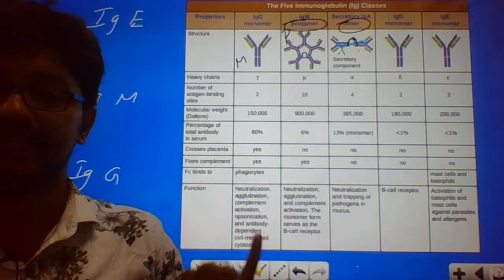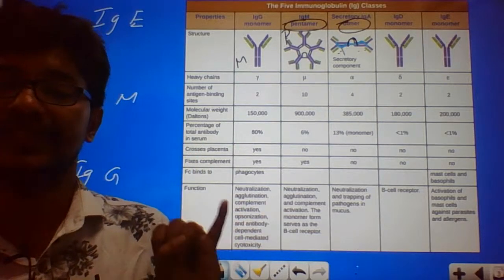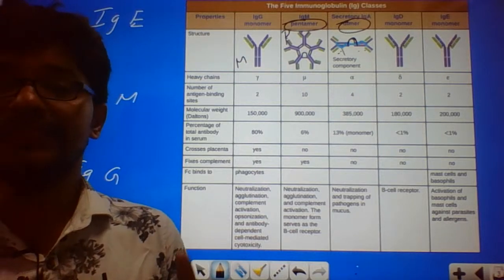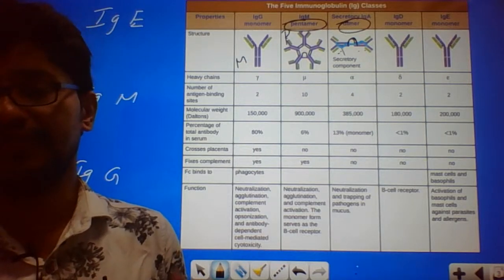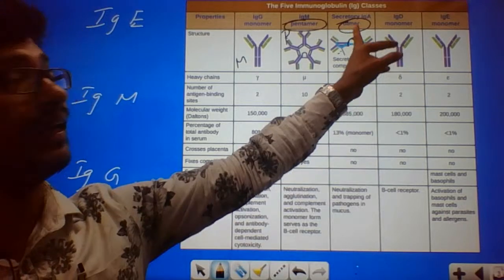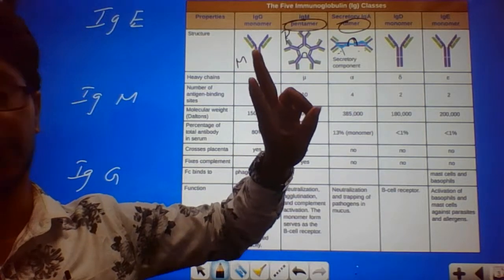What is the other name of IgA? Secretory immunoglobulin is otherwise called as IgA. Second type of question: which is the most abundant immunoglobulin present in the body, the immunoglobulin that is produced the most, if they ask, it is IgA. These are the two pieces of information that you should remember.